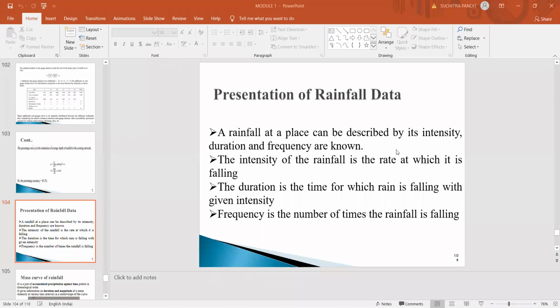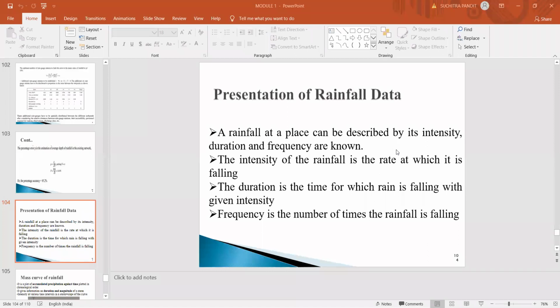So second one is the intensity of rainfall is the rate at which it is falling. That is, the intensity of rainfall will be generally expressed in either millimeters per hour or centimeters per hour. And the duration of the rainfall is the time for which rain is falling with given intensity. So the duration may be 1 hour, 2 hour, 3 hour, or it may be even up to 6 hours or 7 hours. So especially in the monsoon period, you may have the rainfall right from morning to evening with the same intensity. There won't be very splashy rainfall or an intense rainfall.